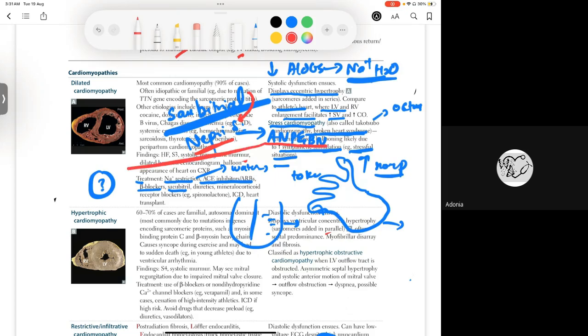ANP and BNP are basically natriuretic peptides. They are going to eliminate the sodium out of your body. And as the sodium is eliminated out of your body, water is also going to be eliminated, which is going to be a helpful step for your dilated cardiomyopathy, since the heart is already dilated, having a lot of blood volume. Is it clear?